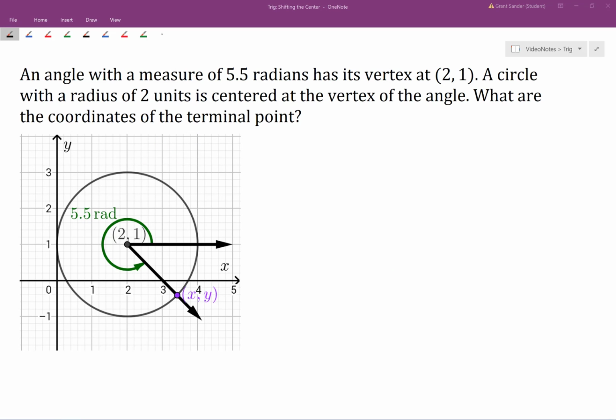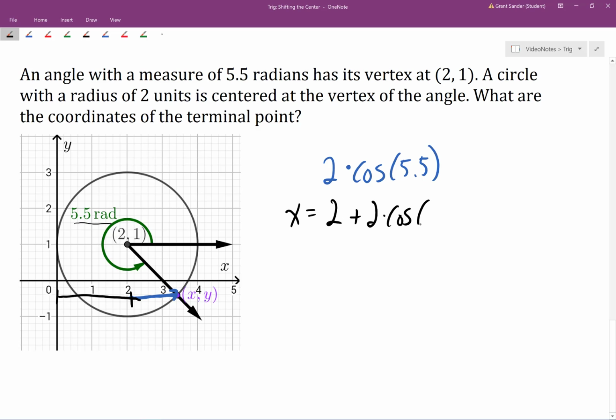Okay, let's look at one more example. Our vertex of this angle is still at (2, 1). The only thing that changed was the angle measure. So now our angle has a measure of 5.5 radians. If we write the expression 2 times cosine of 5.5, that expression should compute the distance to the right of the center of the circle. We know that distance is already 2 units to the right of the y-axis. So the x-coordinate of that point should be 2 plus 2 times cosine of 5.5. If we plug that into our calculator, we should get a value of about 3.417. In our diagram, that looks pretty good.